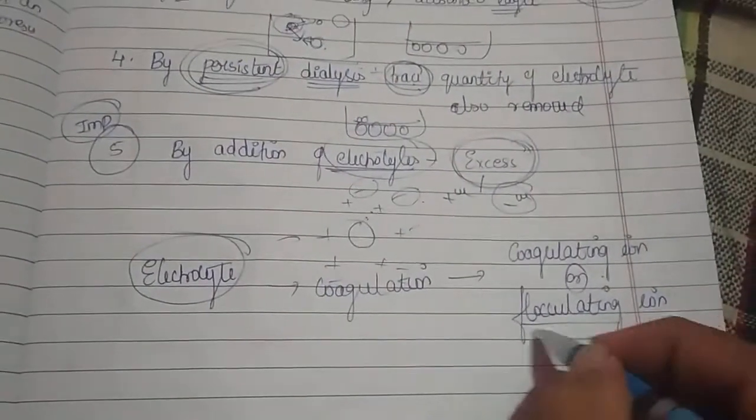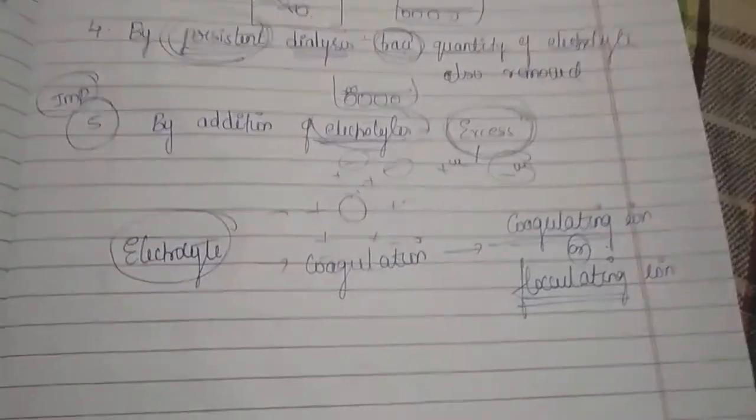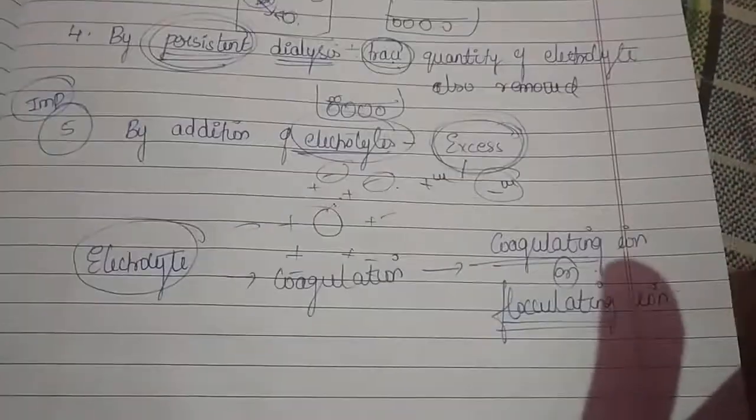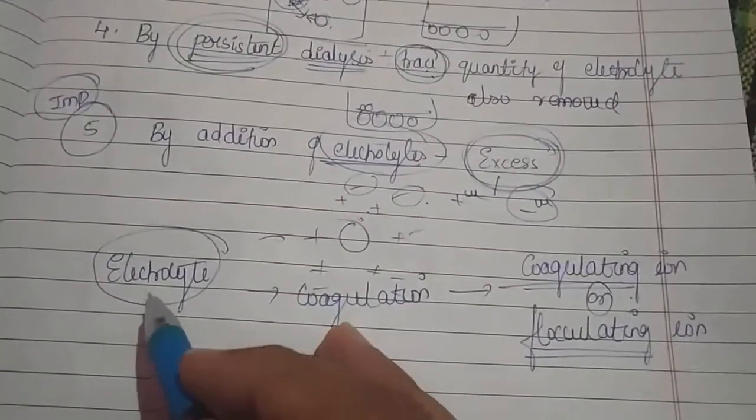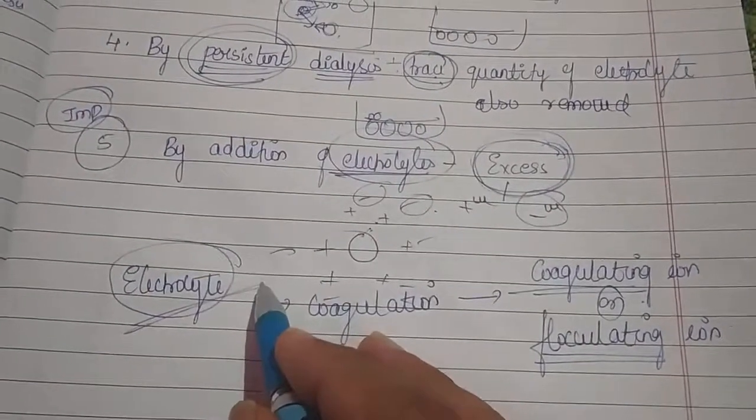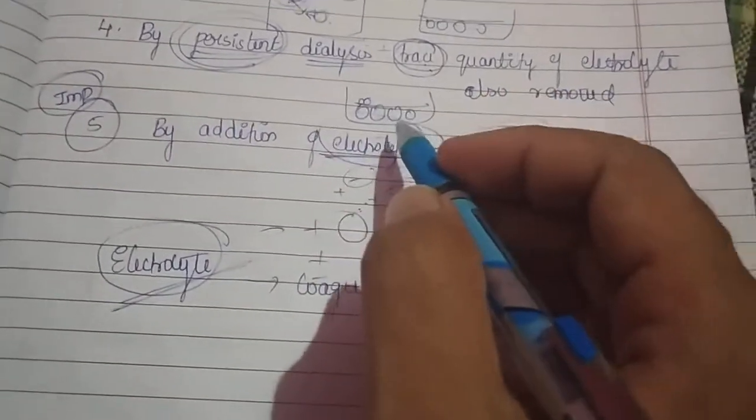Very much important. Flocculation, coagulation, precipitation, important terms, you should remember all of these. What are we saying? Whatever electrolyte we are adding in order to cause the coagulation, right?